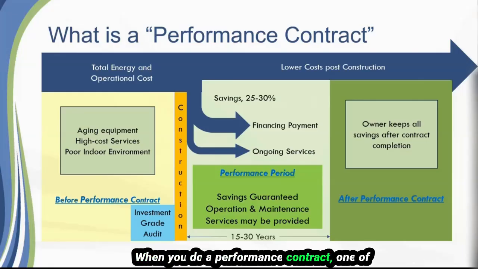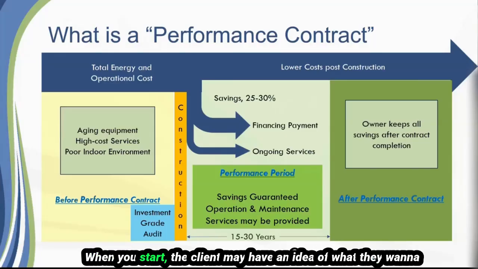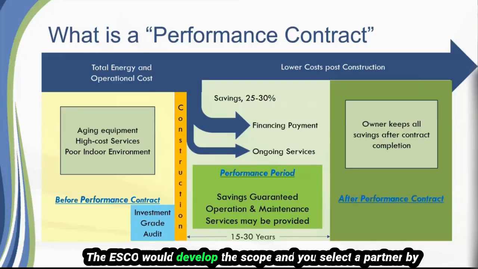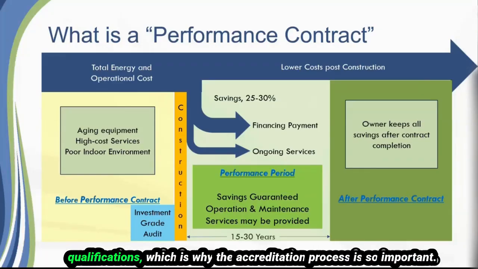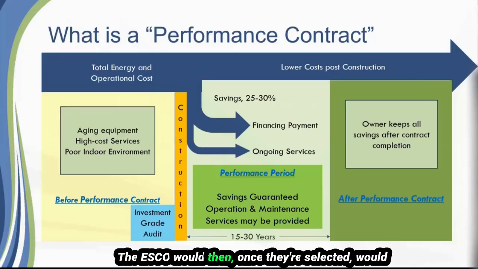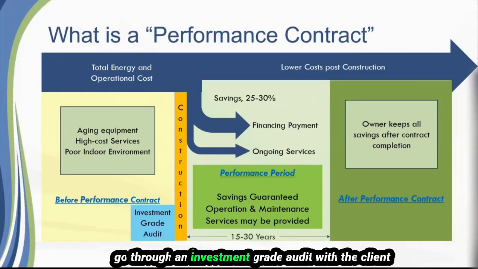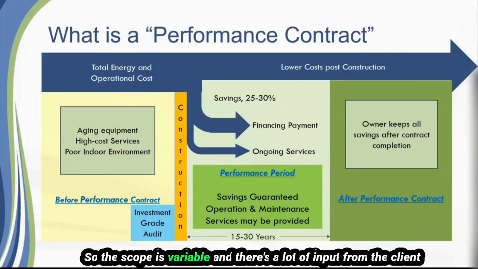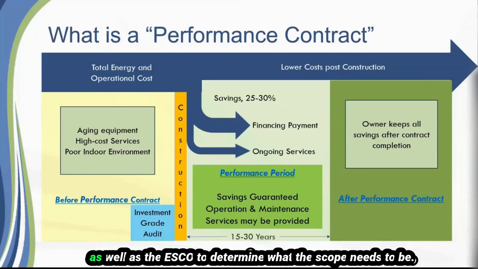When you do a performance contract, one of the key things about it is that there is no scope when you start. The client may have an idea of what they want to do, but they don't necessarily have a scope like you might bid out. The ESCO would develop the scope, and you select a partner by qualifications, which is why the accreditation process is so important. Once they're selected, the ESCO would go through an investment grade audit with the client and make that product be what the client wants to do. So the scope is variable, and there's a lot of input from the client as well as the ESCO to determine what the scope needs to be.